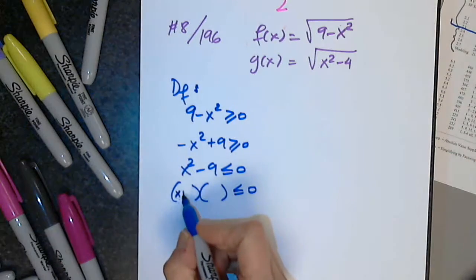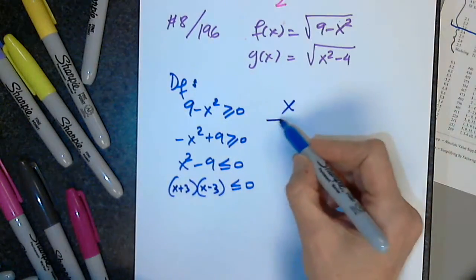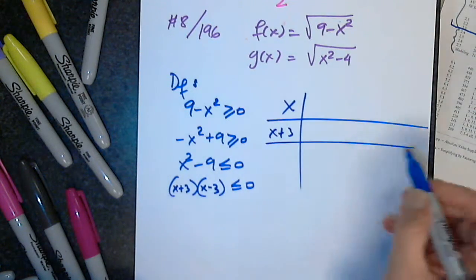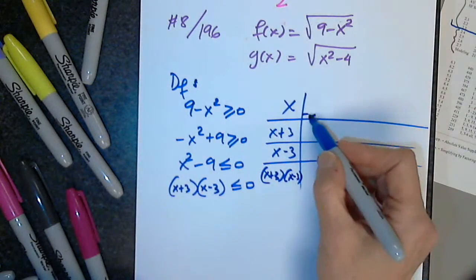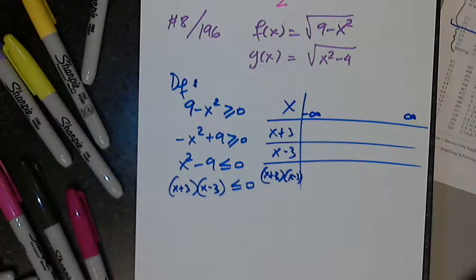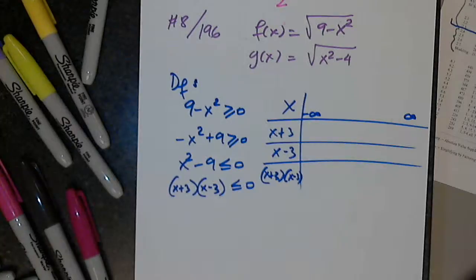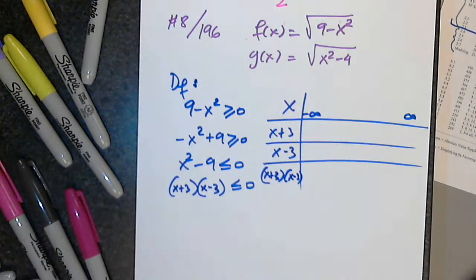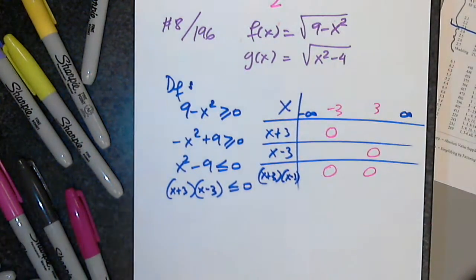Very good. Same thing. I'll use a chart. X plus 3, x minus 3, and the product. Negative infinity to infinity. What will go at the top? Which numbers go to the top? Very good. Good. And 0 here, 0 here, 0 here, 0 here.